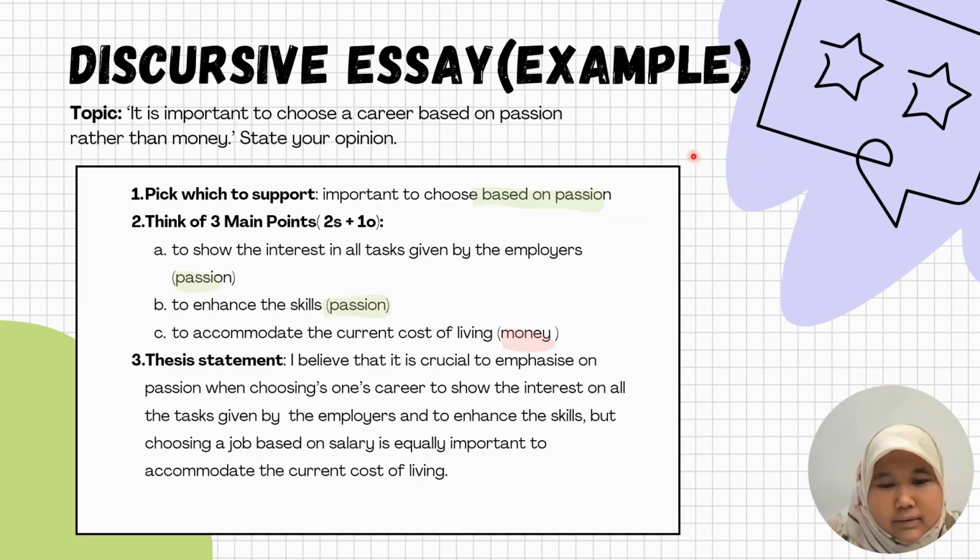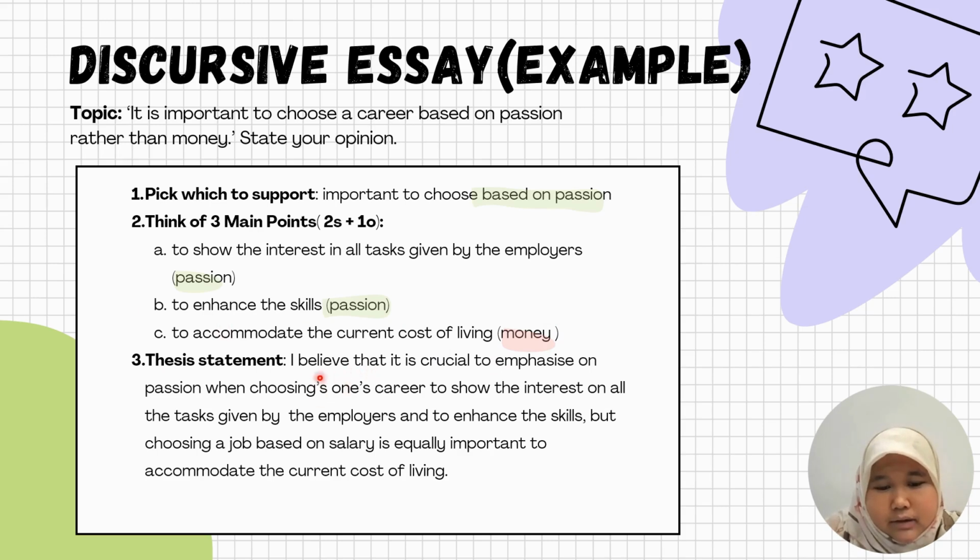So for example, first: is it important to choose a career based on passion rather than money? Firstly, you pick which to support. So you choose that it's important to choose based on passion, right? So you make 2 points based on passion and 1 point based on money. As you can see here, they give 2 points of passion and 1 point that supports money.